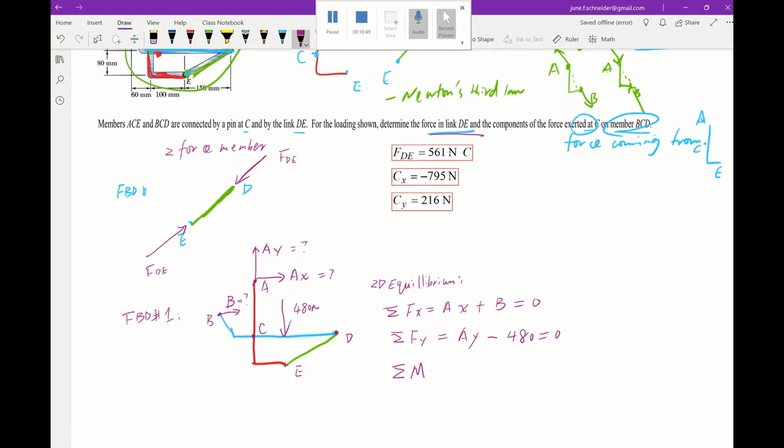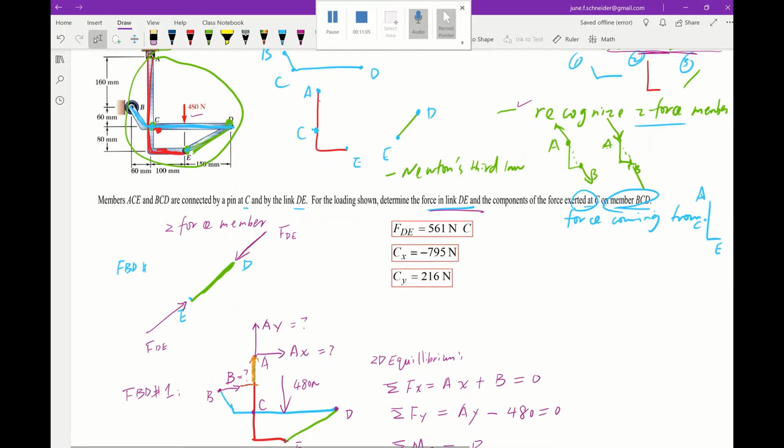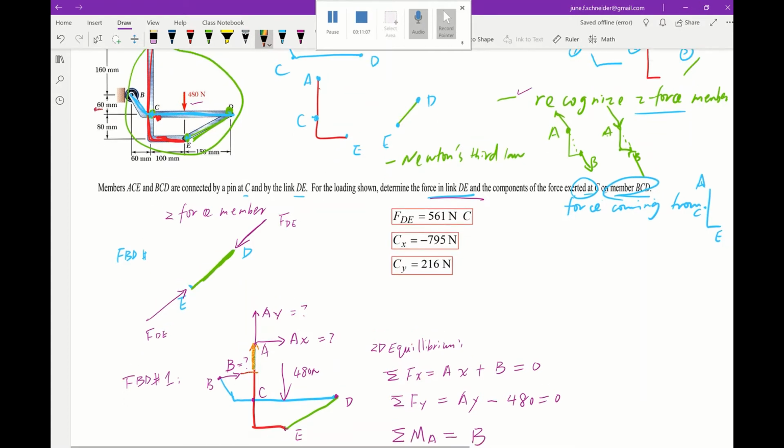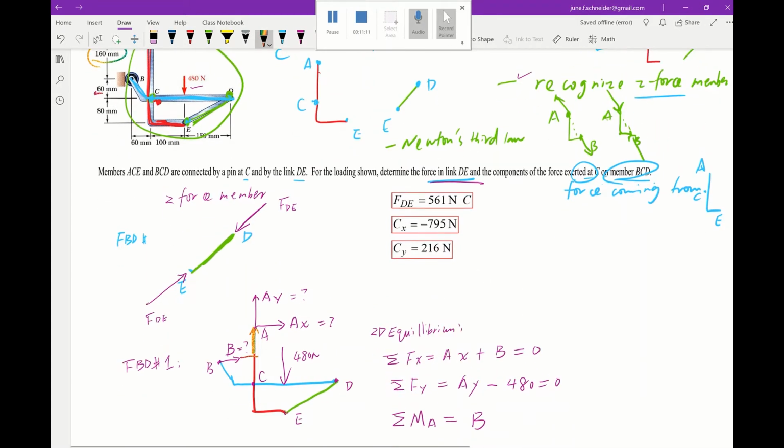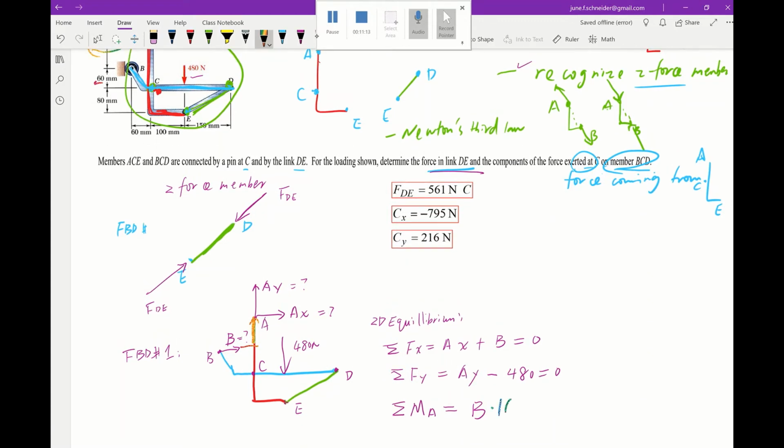Then we'll have our moment equation. We choose A because A has a lot of forces there. So we'll have B. The moment arm for that B is going to be this distance right there, right? And that distance, that rainbow color, is going to be 60. Oh no, actually no, sorry. It's going to be 160. And thinking about that rotation, that's counterclockwise, so that's positive.